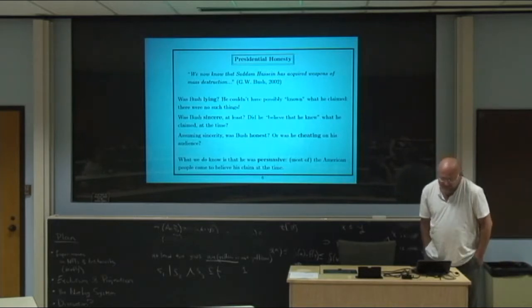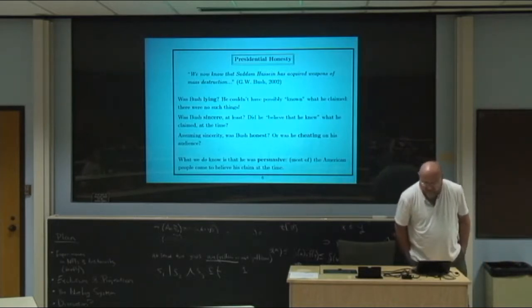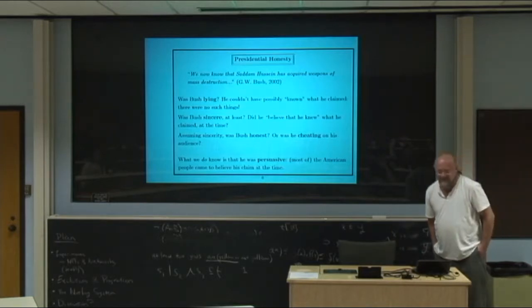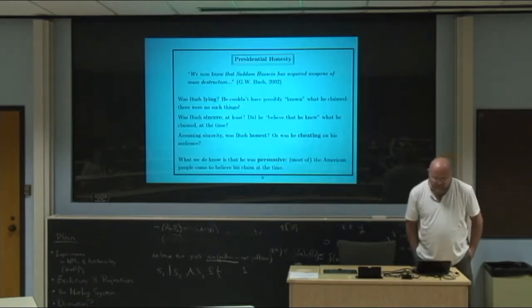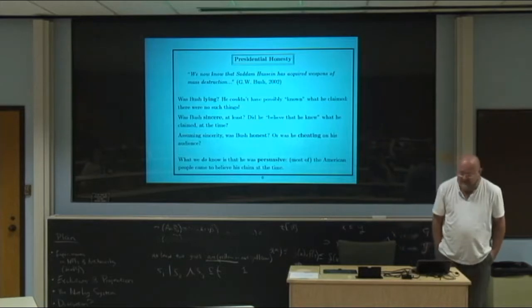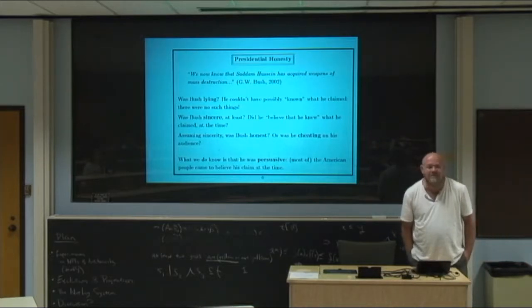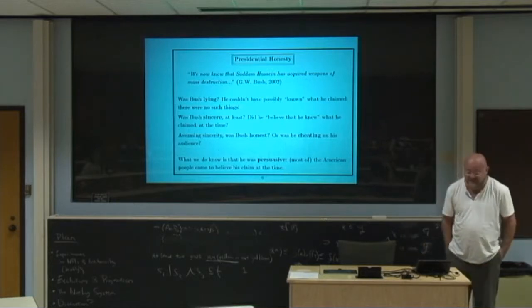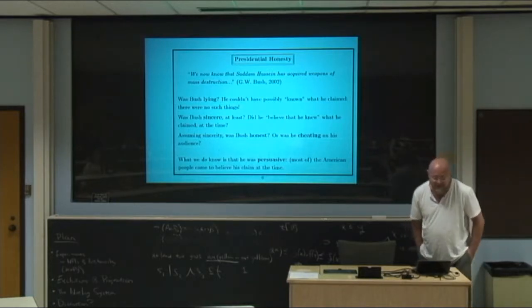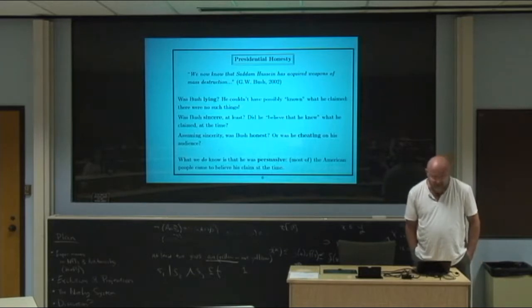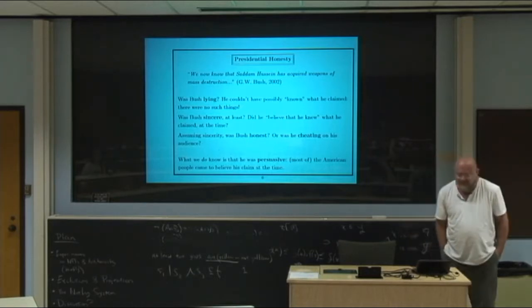from history. We know now that Saddam Hussein has acquired weapons of mass destruction. This is from George W. Bush, 2002. Was he lying? Well, he couldn't have possibly known what he claimed, because knowledge implies truth, and we know now that there are no such things as weapons of mass destruction in Iran. But was he sincere, at least? And if he was, what does this mean?